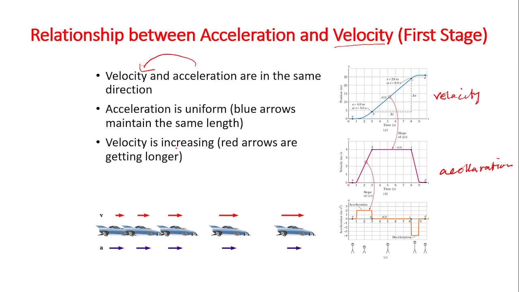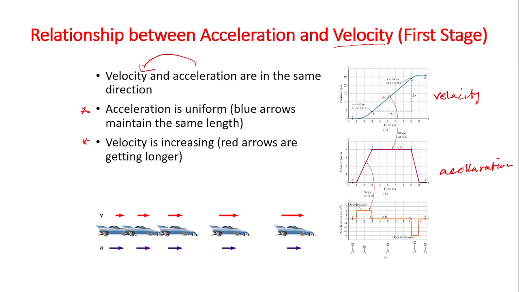Then velocity is increasing. So if you look at the slope here, please, I'm trying to explain these two points. Very important, so take note of that. I've said acceleration is uniform, of which the blue arrow maintains the same length. Velocity is increasing; the red arrows are getting longer.